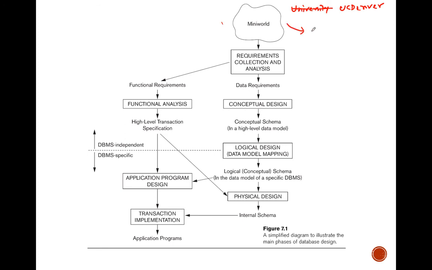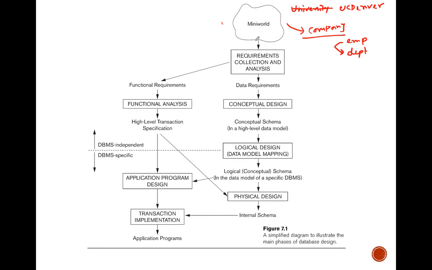Now if we think about our company database, it is like a mini world where we have employees and we have departments. An employee works in a department, so they are related to each other. So a mini world is nothing but a system, a set of entities or objects where each of the objects interacts with each other. The whole database system design will start from this mini world.